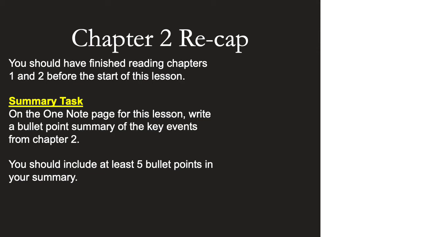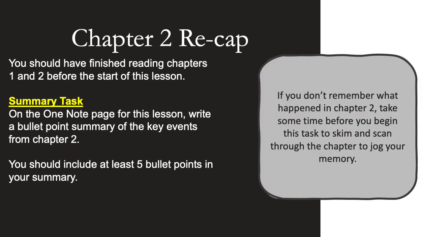On the OneNote page, I want you to write a bullet point summary of what you consider to be the key events from chapter 2. Remember, when we say key events, we mean the most important things that happened. Try to include at least 5 bullet points. And if you're sitting there thinking, well, I don't really remember what happened in chapter 2, then please take a little bit of time before you begin to skim and scan through the chapter to jog your memory of what happened.